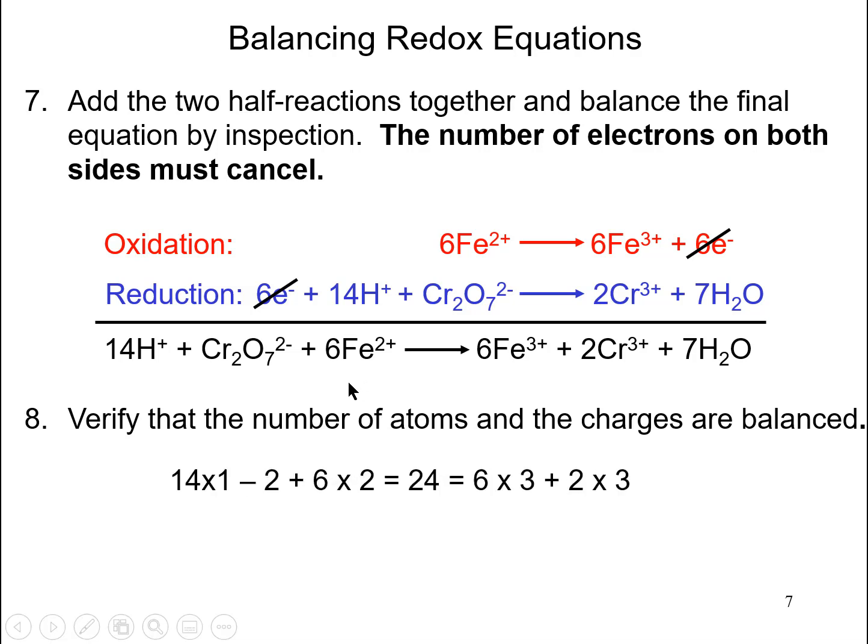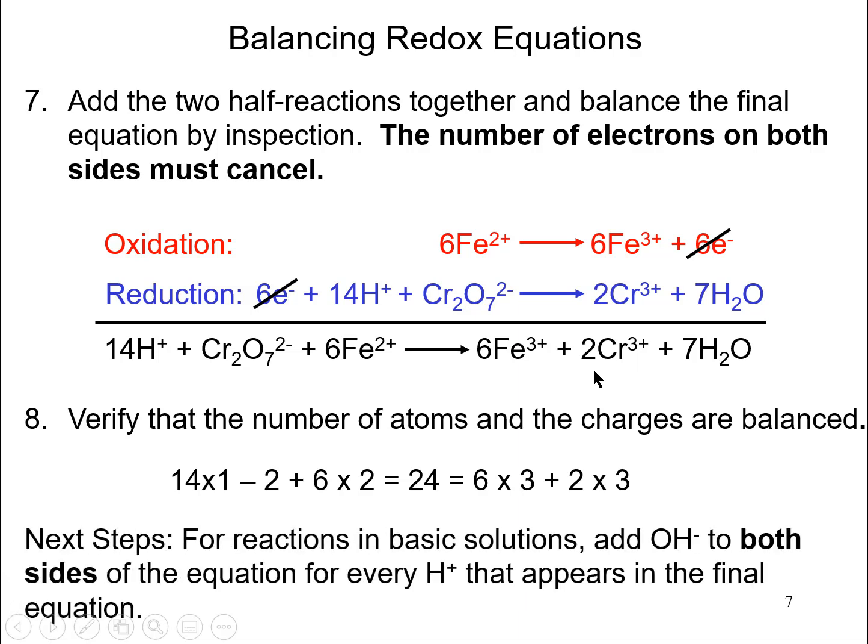So now we want to balance the charges. So on the left-hand side, we have 14 times 1+, plus 2-, plus 6 times 2+, for a total of 24+. And on the right-hand side, we have 6 times 3+ plus 2 times 3+ for a total of 24+. What you're going to see in future examples is scenarios where we have to balance in acid first and then add a few extra steps to balance in base.